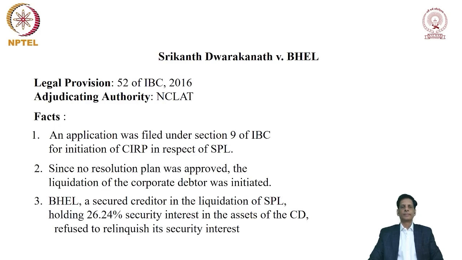Facts of the case. An application was filed under section 9 of IBC for initiation of CIRP of a company by name SPL. Section 9 deals with, I'm sure all of you understand, an operational creditor who is making a claim and who initiates CIRP proceedings with the NCLT. After a CIRP order was passed, no resolution plan was received or approved. The liquidation of the corporate debtor was initiated under section 33 of the Act, which we know.